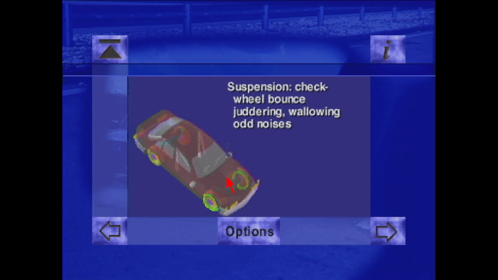Always be alert for symptoms of suspension faults: wheels bouncing after hitting bumps, juddering from drive wheels when accelerating hard, a wallowing sensation over undulations, or any odd noises from the suspension. Suspension faults should always be rectified without delay.